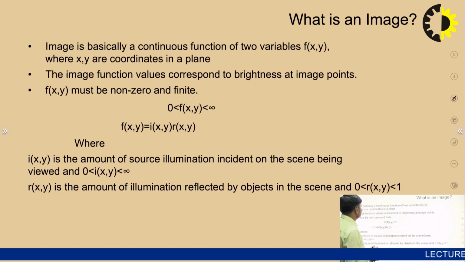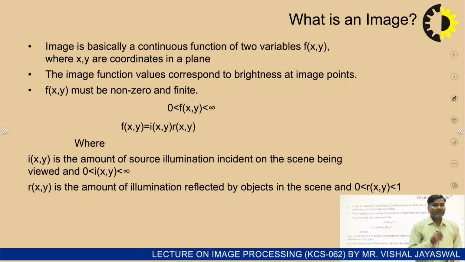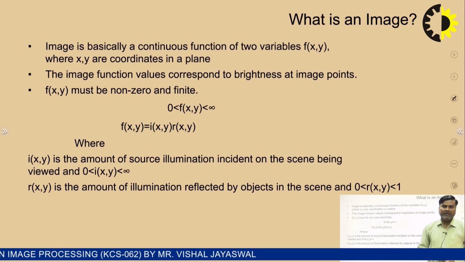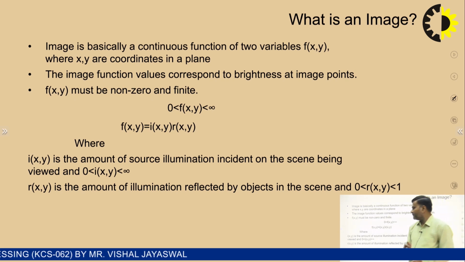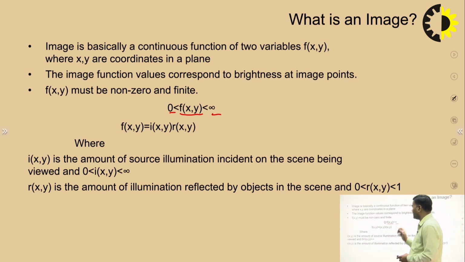Basically, an image is a continuous function of two variables f(x, y), where x and y are the coordinates and f is the amplitude. The image function's value corresponds to the brightness at that point, and f(x, y) must be non-zero and finite. Here we can see that our image is f(x, y) whose range lies between 0 and infinity, meaning the value of f at x, y should be finite.